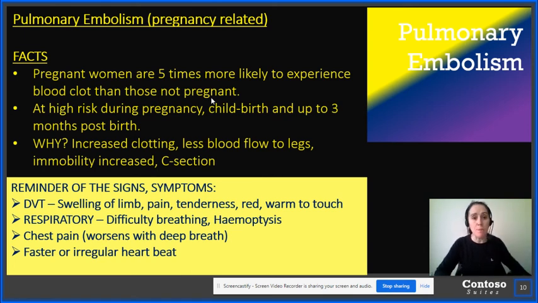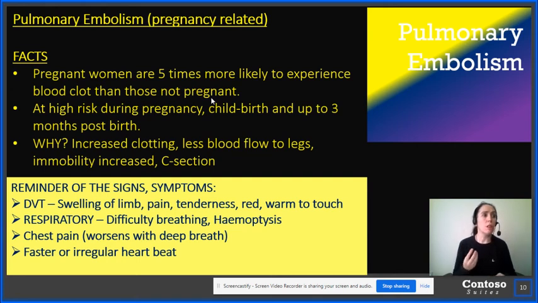So yeah, PE, pulmonary embolism. Always got to think about that when someone's either pregnant or just given birth. So it can be the whole way through the pregnancy, or it can be up to 12 weeks after the pregnancy. So think about the reasons why, and then you won't forget about PE.